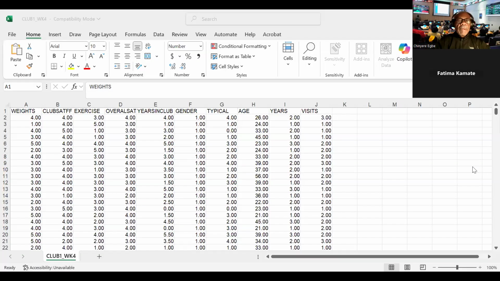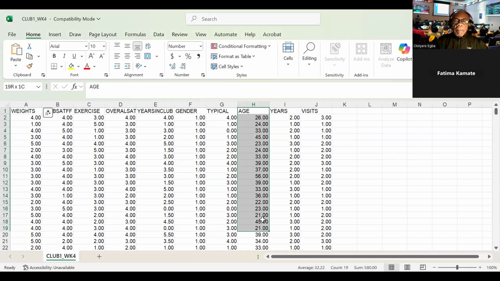This is a set of spreadsheet values, and I'm going to use the age, this age value, to illustrate the point.